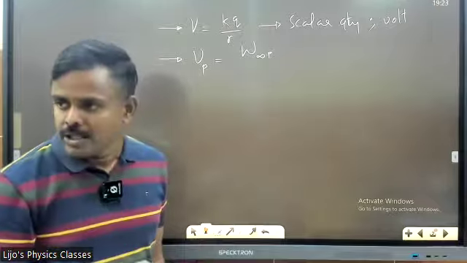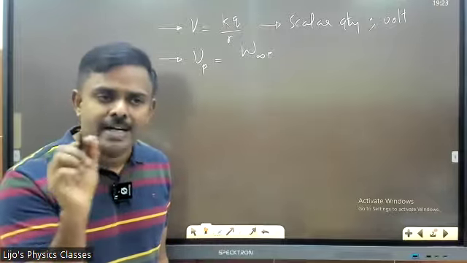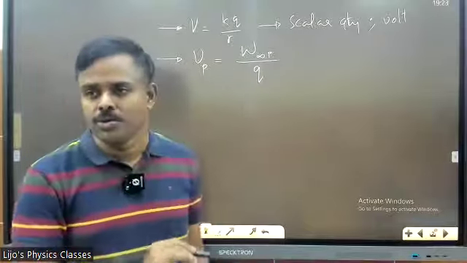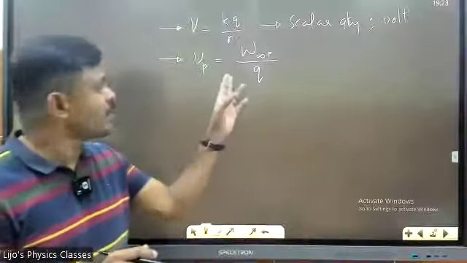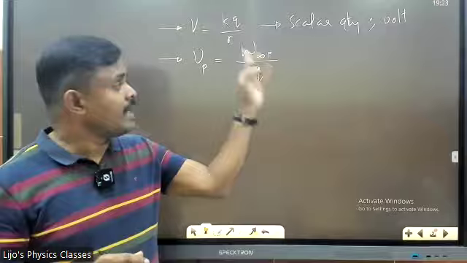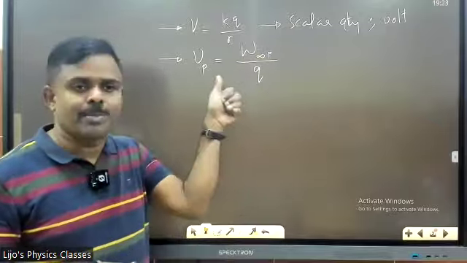You are bringing what? Plus 1 coulomb. So plus 1 means per charge, divided by Q. So basically, this is how you write the potential at P. Potential at P is the work done from infinity up to P divided by Q.